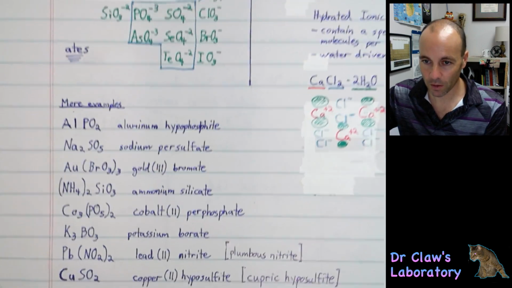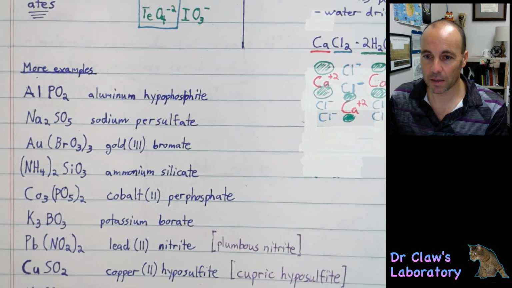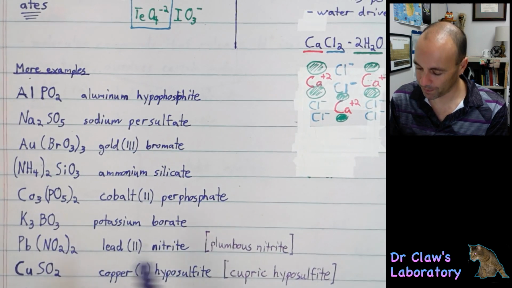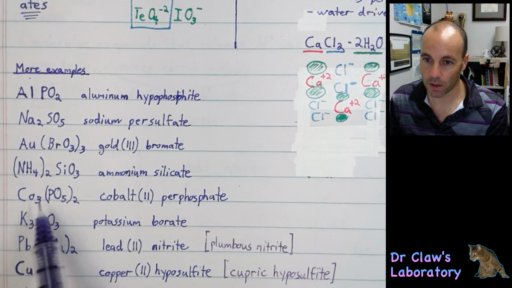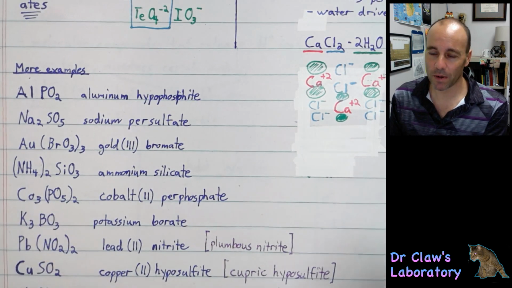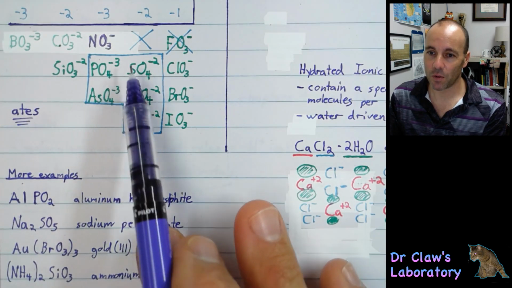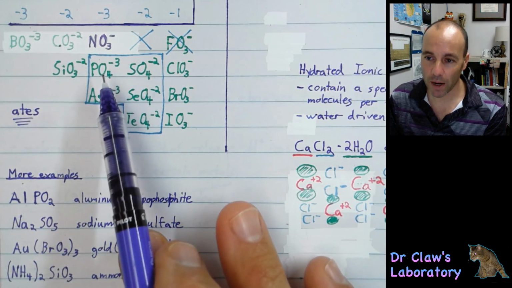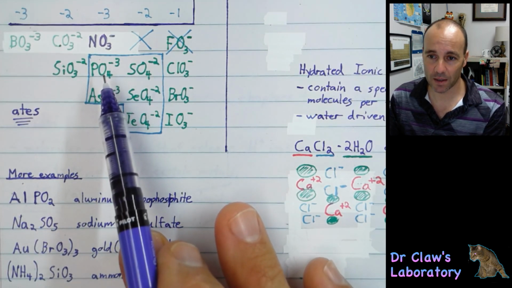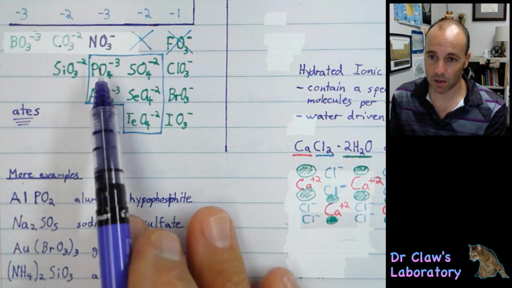Okay, a couple of these. How about this one right here? This is cobalt, and that's phosphorus something. What is it? Phosphate. Well, remember, phosphorus is inside the 4. So 4 oxygens is phosphate. And the charge is -3.